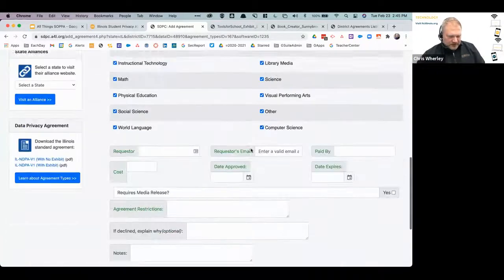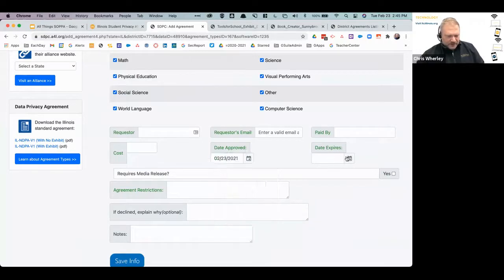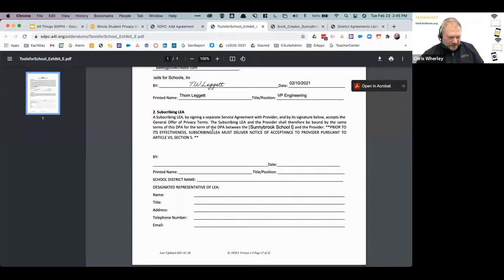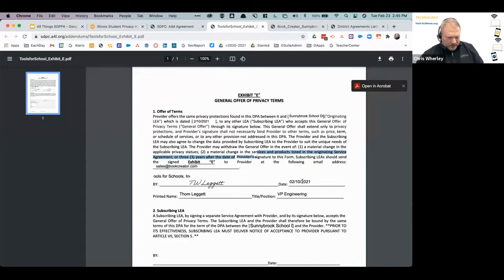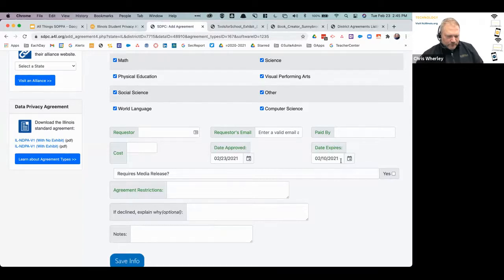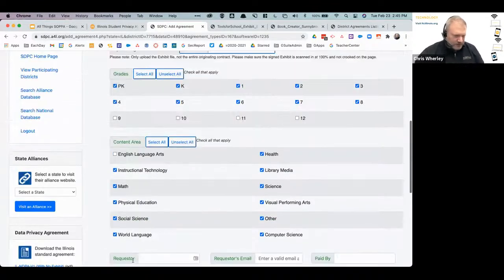I would put the date approved, which would probably be today's date since I just downloaded it. But I need to put the date that the original one expires. So I need to get that information when I first am looking at this document. So that's 210, so I would put that 210 in there, but it would be 21024. And then when I save that, it's not going to let me do it because I didn't upload the file.